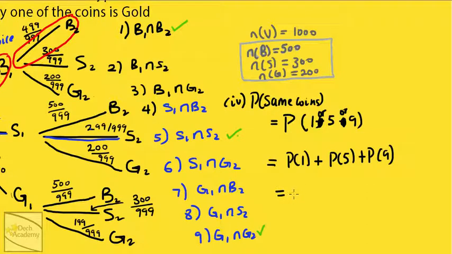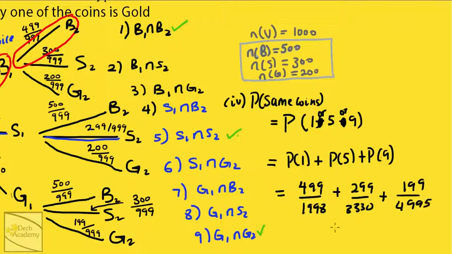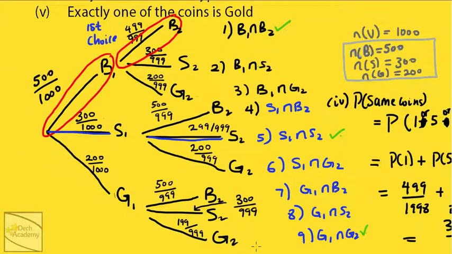From earlier, we've already worked out the probability of bronze and bronze, silver and silver, and gold and gold. So all we have to do is add them up. It's 499 over 1998 plus 299 over 3330 plus 199 over 4995. A calculator will give you that this adds up to 379 over 999. So that's the answer to part 4. This is getting messy, but we're almost done.